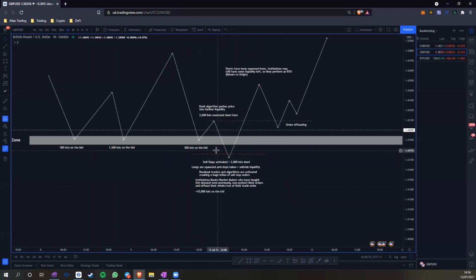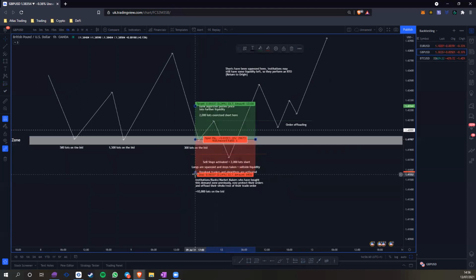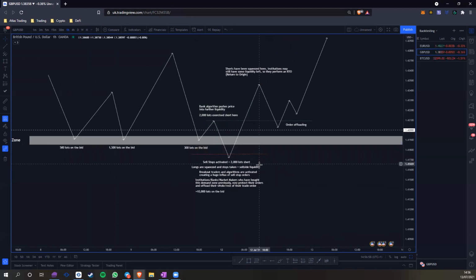The reason we have this is because all the longs, people who bought up here with their stops below the demand zone, they're going to be squeezed, they're going to be taken out. If you're long in the market, your stop loss is essentially you selling out of your position. So if we're long here, as price takes our stop, we sell back to the market at a lower price, which activates selling pressure in the market.